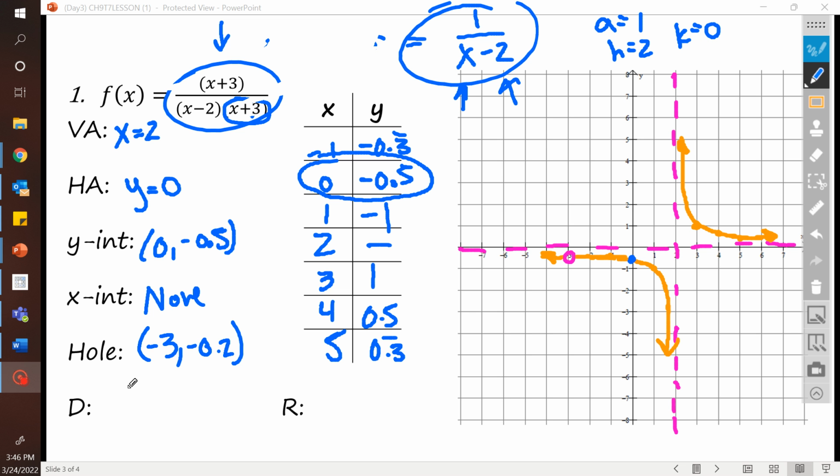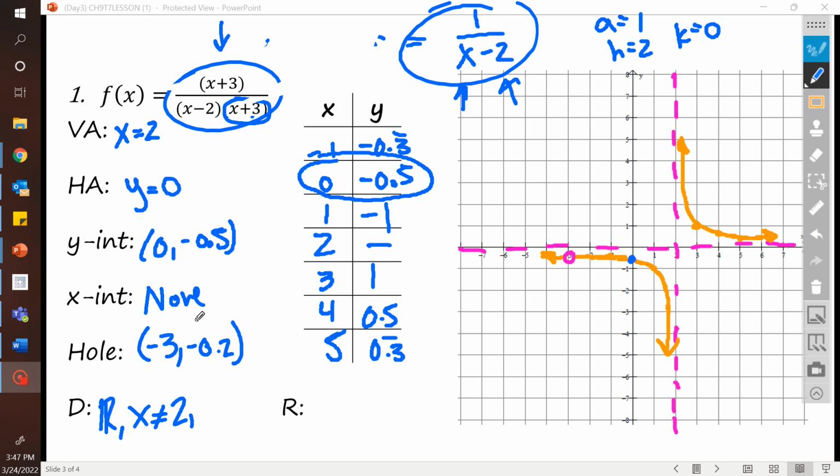Now, when we're talking about the domain and range, there are now more values that are not in the domain and not in the range. The domain is everything except for the vertical asymptote, because there's no x coordinate at 2, since you can't plug 2 into this equation.